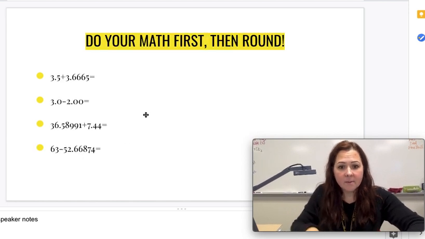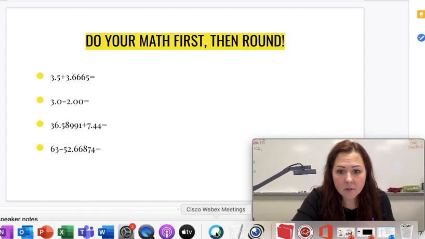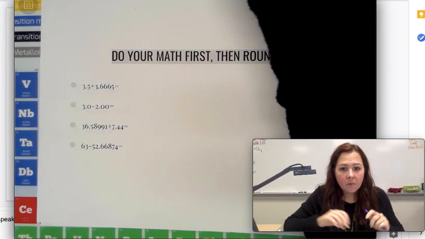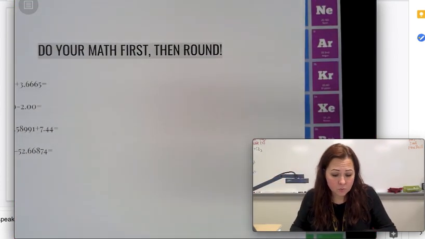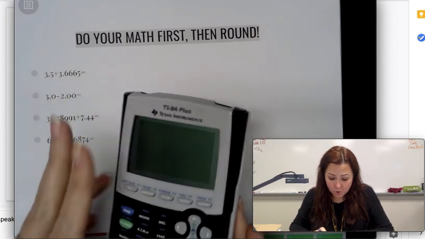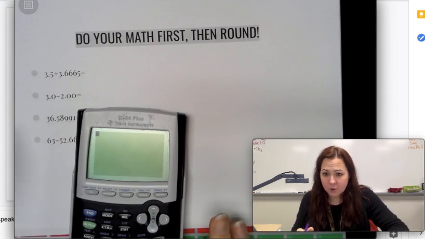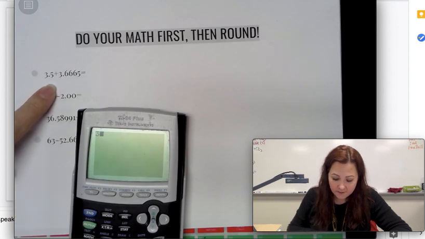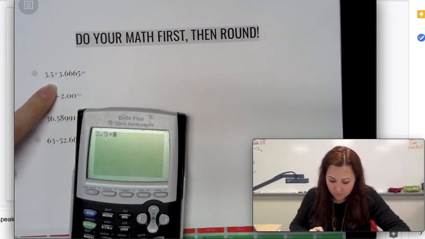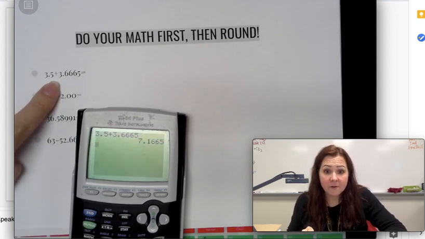So looking at these examples, I have them on a paper here. Looking at my example, I am going to get my calculator out, and you're going to do the problem in your calculator first. I probably don't need a calculator for some of these, but I'm just going to show you the full process just so you see everything. So this one says 3.5 plus 3.6665 and hit equals. So I did the math problem first.